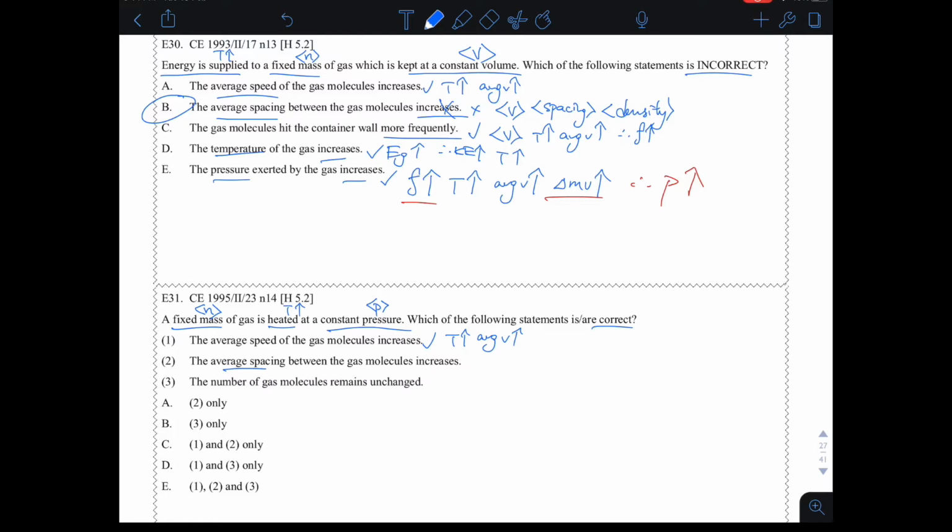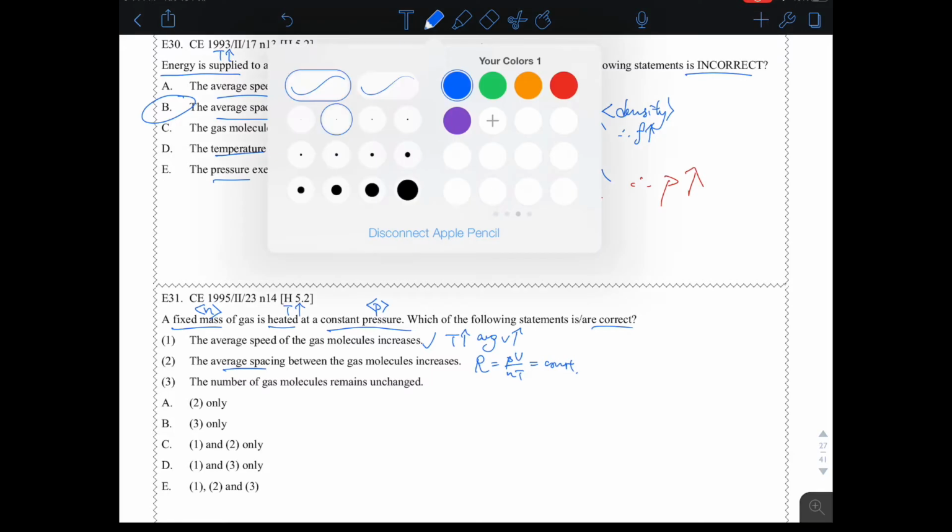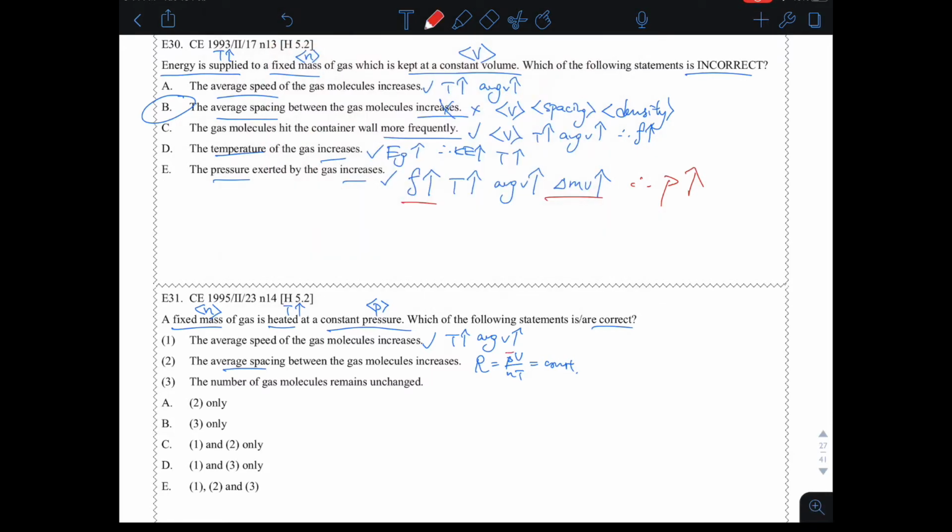Then you have to think of the volume. You got two ways to do it. One way is to talk about this PV relation, which is a constant. Then you think of P is constant, N is constant. When T increases, then volume must increase. And when volume increases, spacing also increases. So that this is correct.